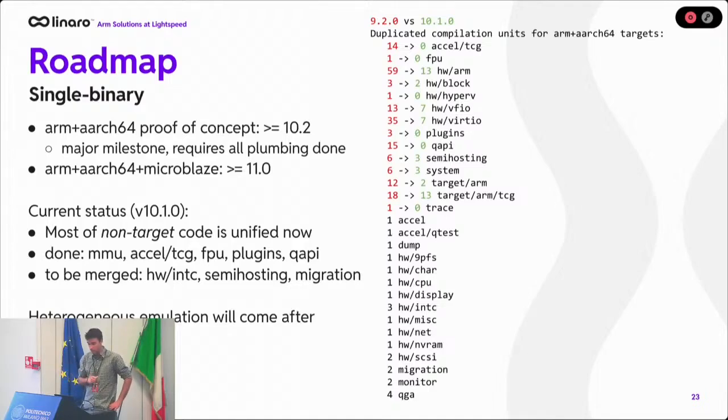You can see on the right of the page, between 9.2 and 10.1, the list of the folders in the QEMU code base that have duplicated files. The number is how many duplicated files there are. And basically, you can see the work we already did. So we made good progress. And more importantly, though you cannot see it in the slide, we really tackled the biggest issues we had in the first place, which was the hardest problem we had to solve.